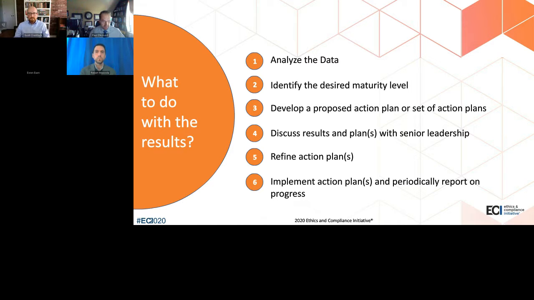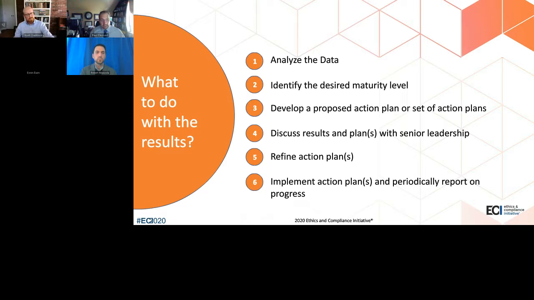You may like the fact that you are at an adapting level or a managing level. You may realize that, look, based on the risk profile of our organization, we don't need to be optimizing in certain levels. Or, by opposite, you might need to be at the optimization level. So you need to decide where you want to be from a maturity level perspective. And then from there, you develop that action plan.